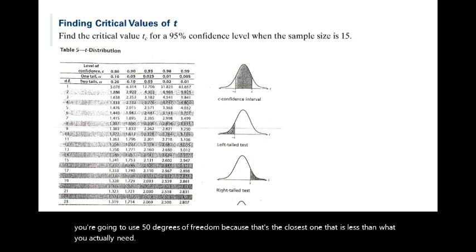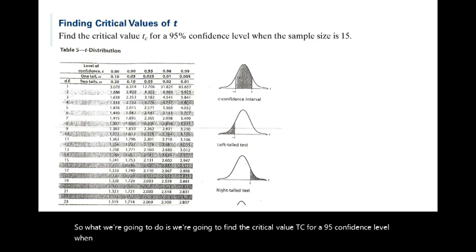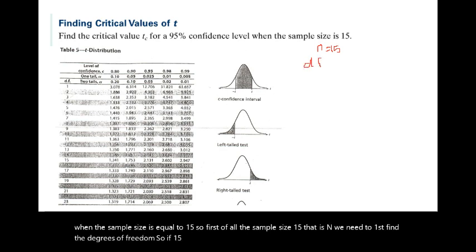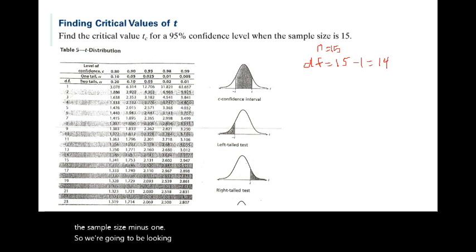So what we're going to do is find the critical value t_c for a 95% confidence level when the sample size is equal to 15. So first of all, the sample size 15, that is n. We need to first find the degrees of freedom. So if 15 is your sample size, the degrees of freedom is going to be the sample size minus 1. So we're going to be looking at 14 degrees of freedom.